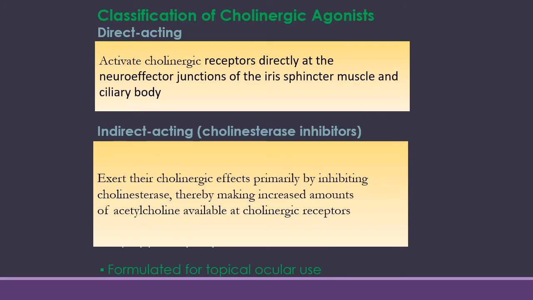So there may be direct acting and indirect acting. Direct acting activate cholinergic receptor directly, and indirect acting, like cholinesterase inhibitors, primarily inhibit the cholinesterase and thereby increase the amount of acetylcholine.